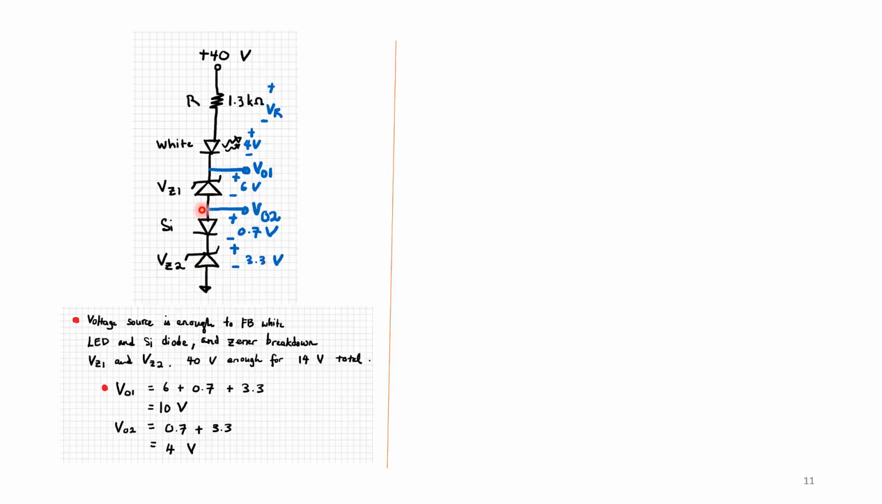if I want to take V out 2, it will be from this point here above the positive terminal of the silicon diode to ground, which is going to be 0.7 plus 3.3, which is 4 volts. And V out 1, which is going to be here, at the negative terminal of the white LED, would cover VZ1, the silicon diode, and VZ2, because V out 1 is from this point to ground. So that would be 6 plus 0.7 plus 3.3, which equals 10 volts.